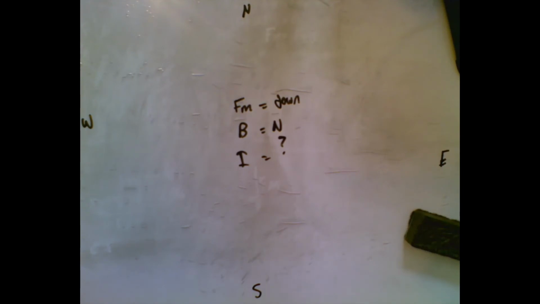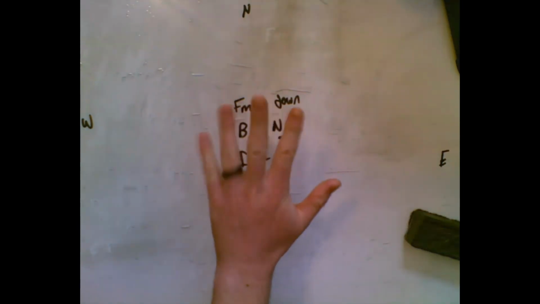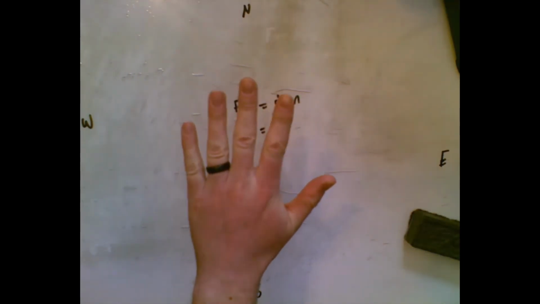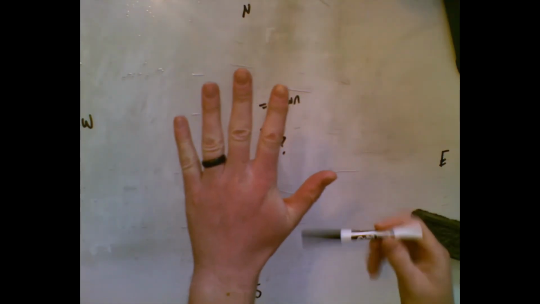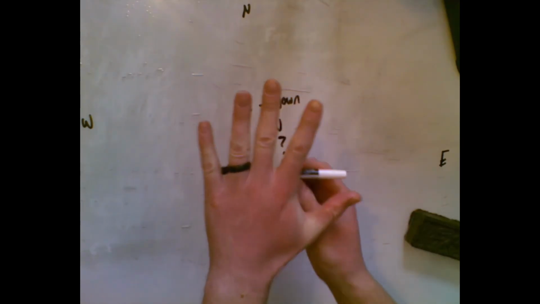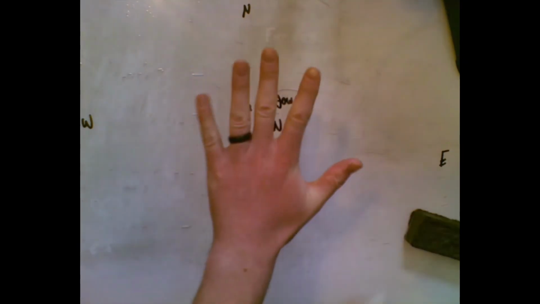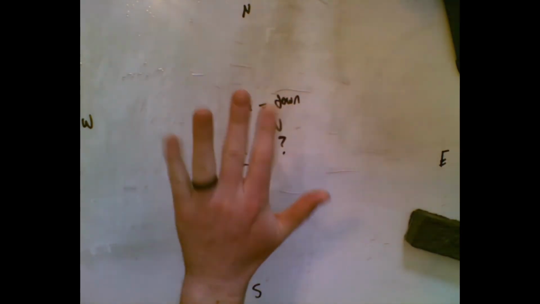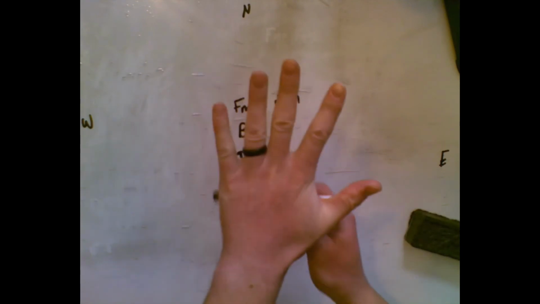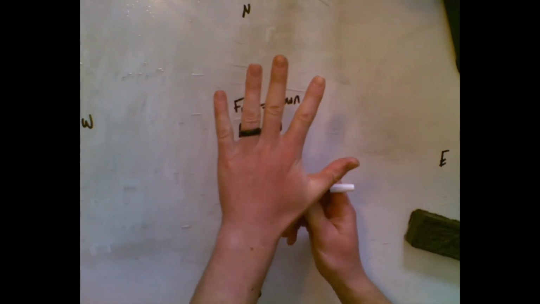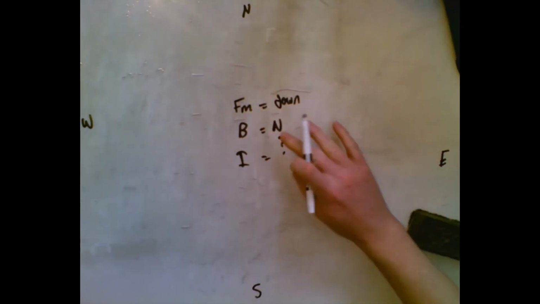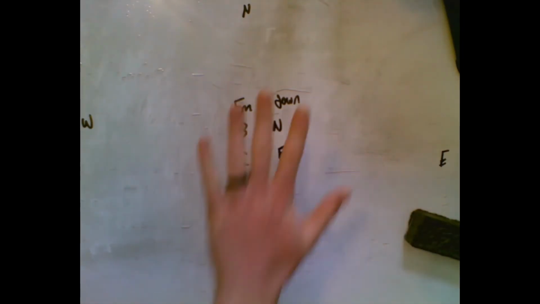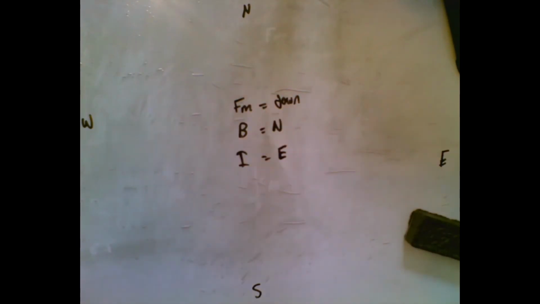So I'll start with my fingers, and I'll make the fingers on my left hand go north, right? And I already have it set up properly. I want my force to push it downwards. So downwards to me is into the whiteboard here. So my fingers point up, my hand is going downwards, and you can see that my thumb is pointed east. So this one is east. That's my answer. My current would be going to the east. Let's try one more.